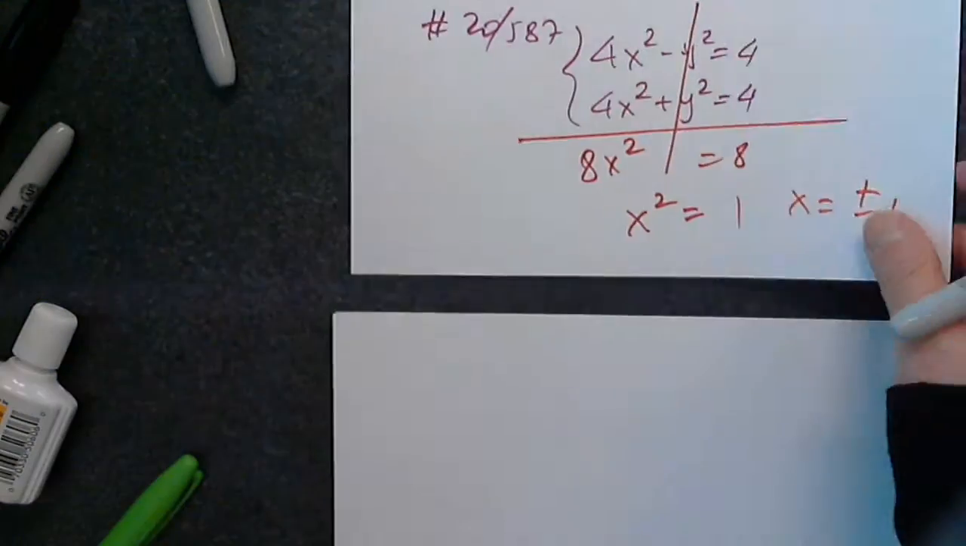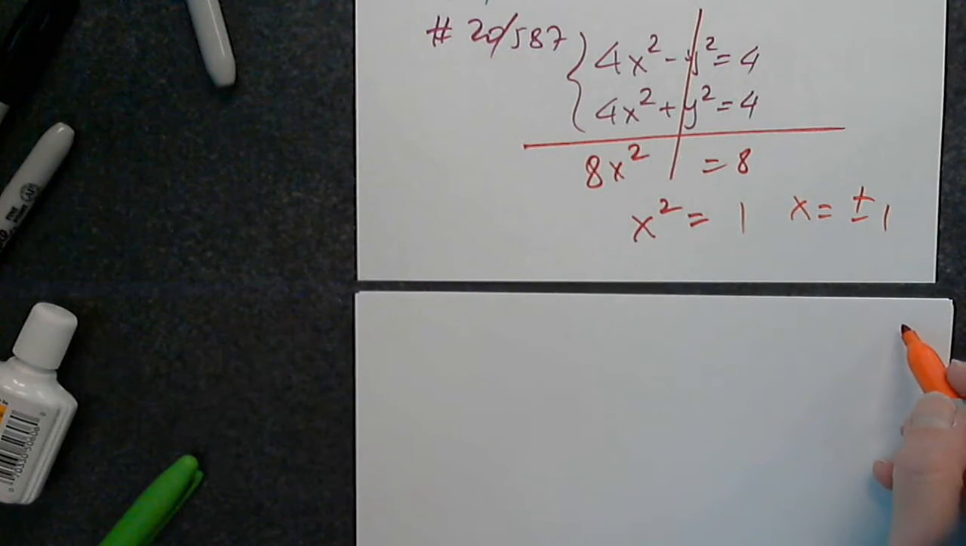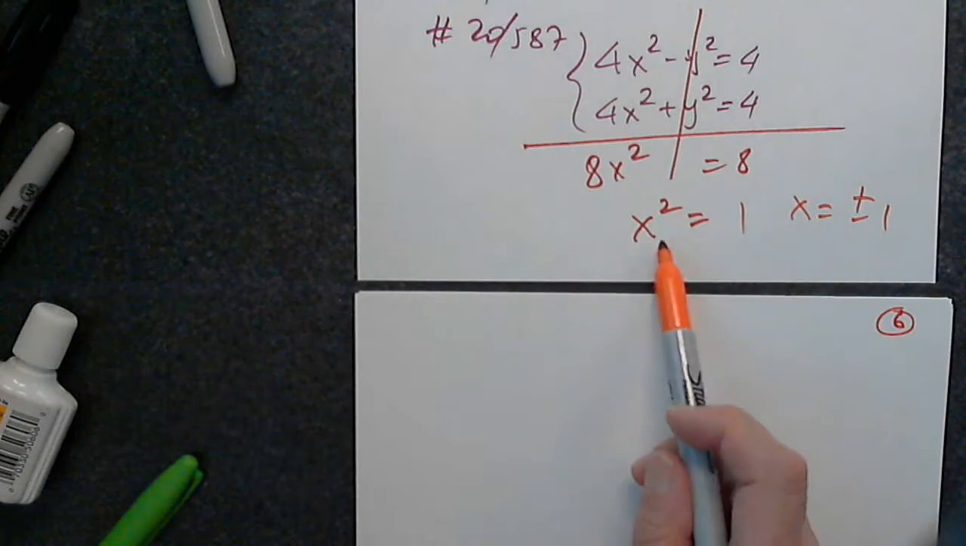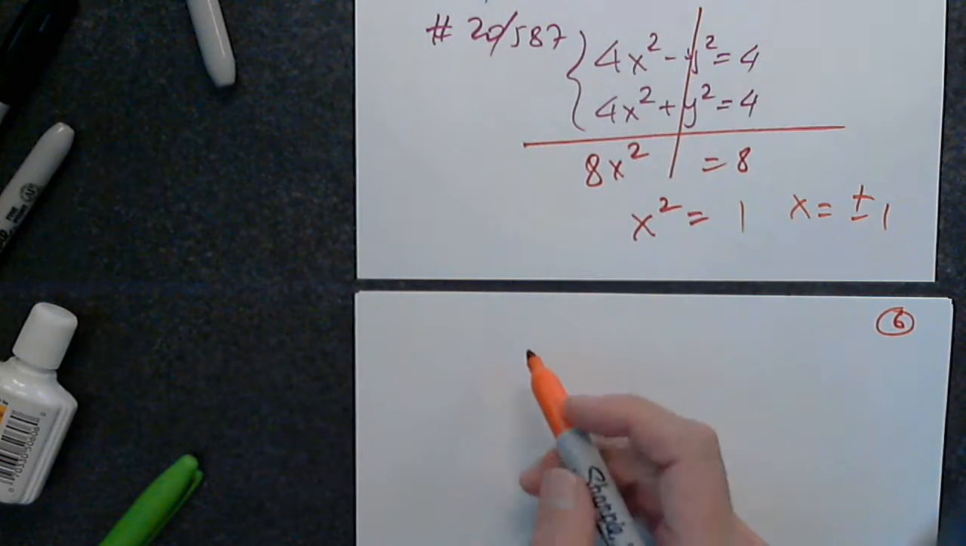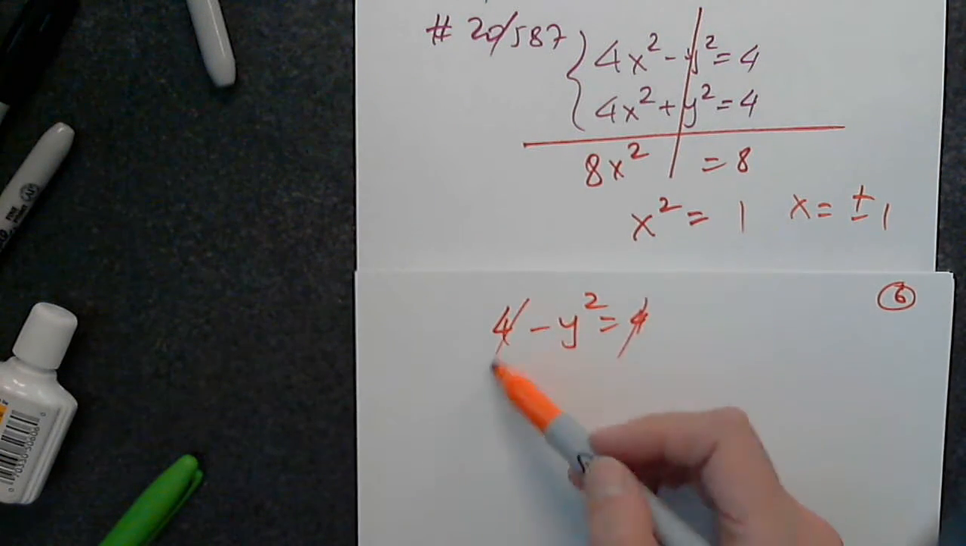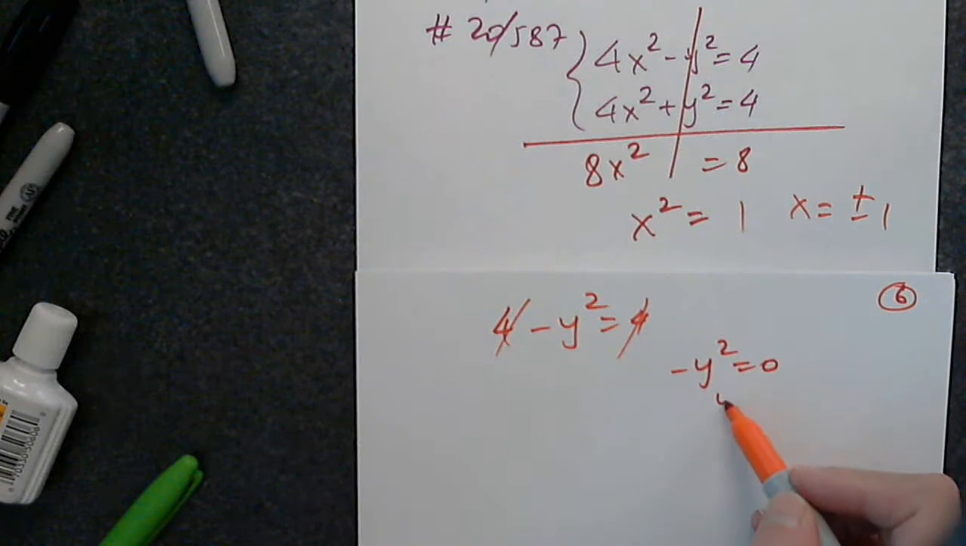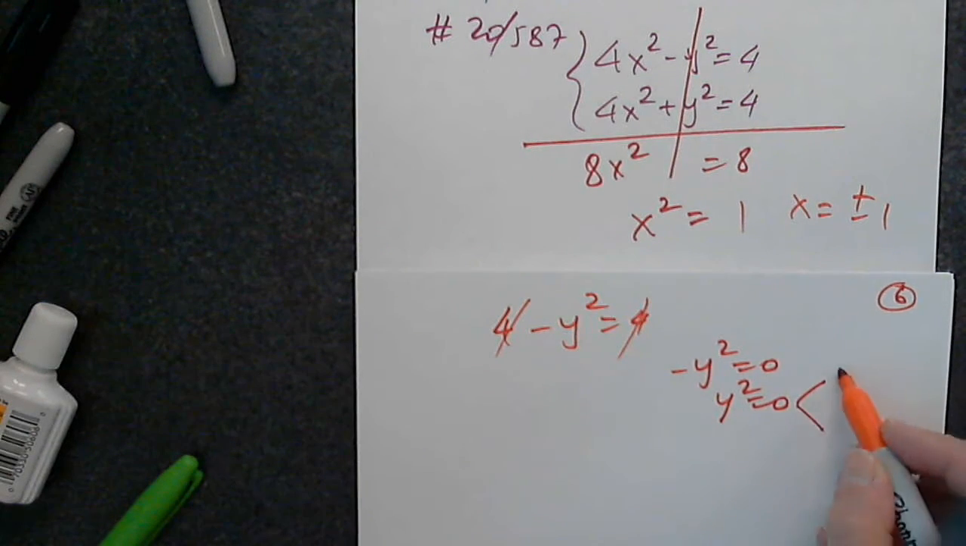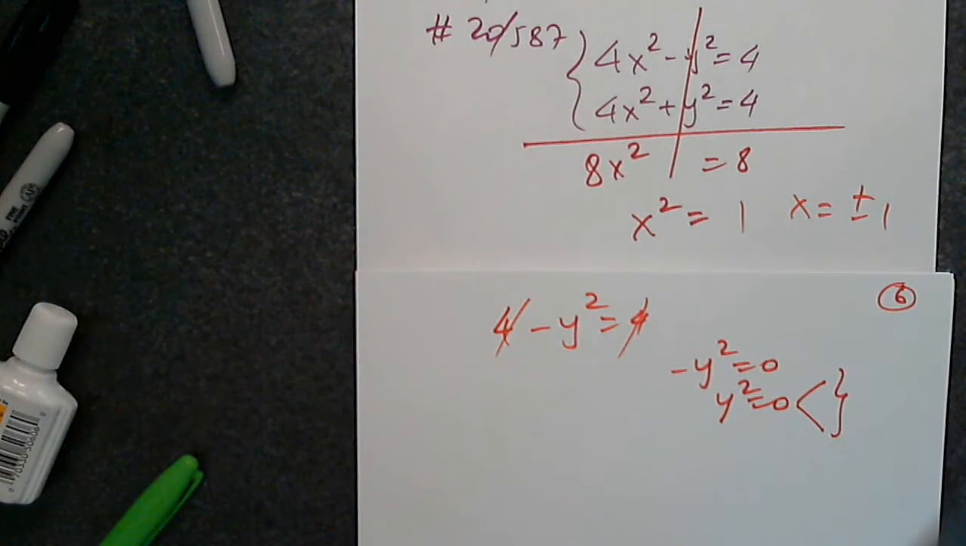Good, but not good enough. We have to go back and find y. So with x squared, we go back to the first equation. So 4 minus y squared equals 4. Negative y squared equals 0, or y squared equals 0. And we expect 2 solutions. However, they are both the same.